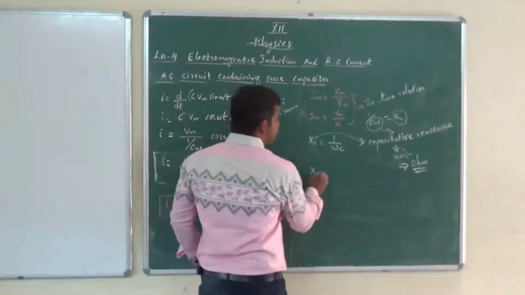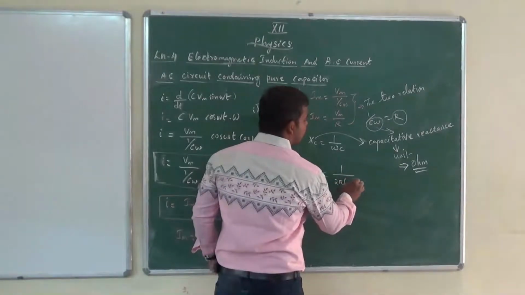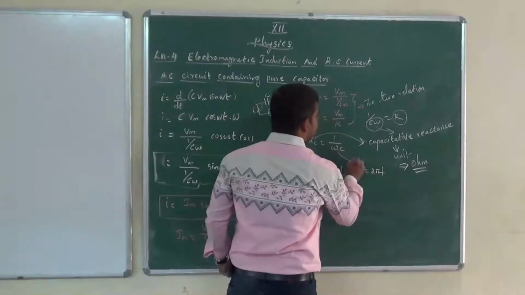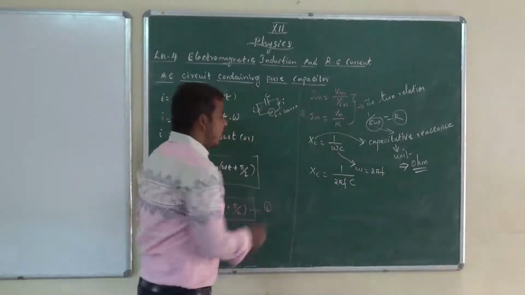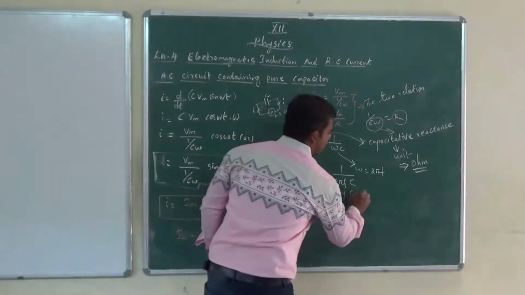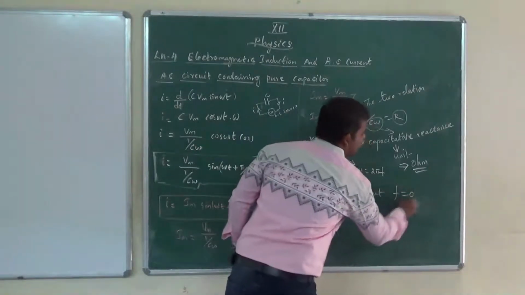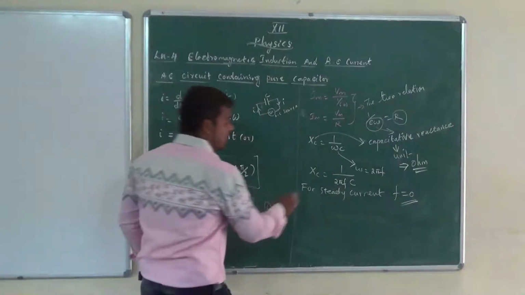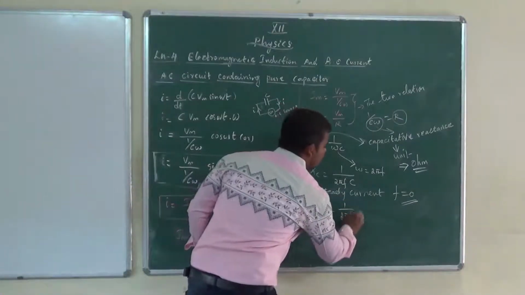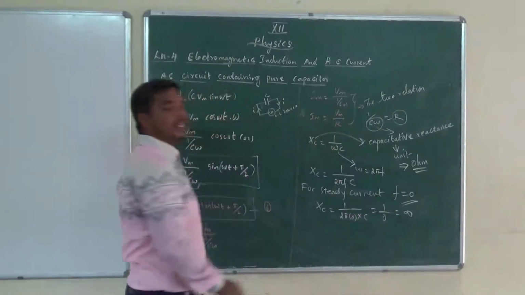See here, Xc equal to 1 by omega C; you can write 2 pi f into C. How is that? Because omega equal to 2 pi nu. Then we have to substitute. For steady current, that means DC current, f is equal to 0. When you substitute this condition, the capacitive reactance Xc is equal to 1 by 2 pi into 0 into C, equal to 1 by 0, equal to infinity. Because 1 by 0 is infinity.